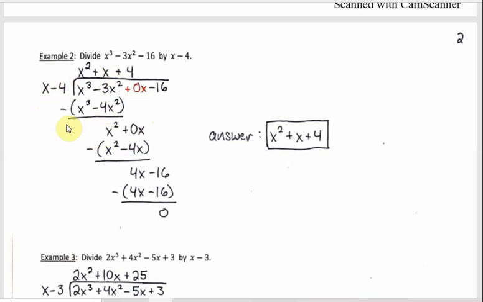So x times x would give you x squared, and then x times 4 would give you 4x, so x squared minus 4x. Subtract that off, you'll end up with a 4x because of 0x minus a negative 4x. So you just get 4x there. Bring down the minus 16, and then what do you multiply x by to get 4x? 4. So 4 times x will give you 4x, then 4 times 4 will give you 16. So 4x minus 16, you subtract that off, you get a remainder of 0 again, and the answer is just what's up on top for our quotient, x squared plus x plus 4.